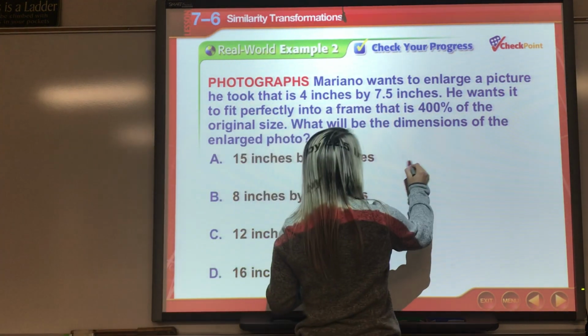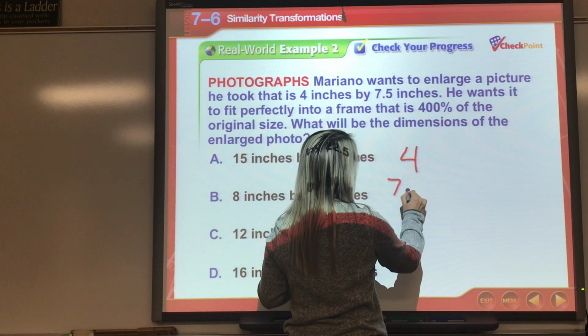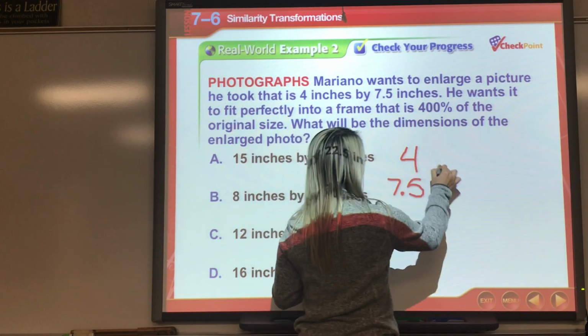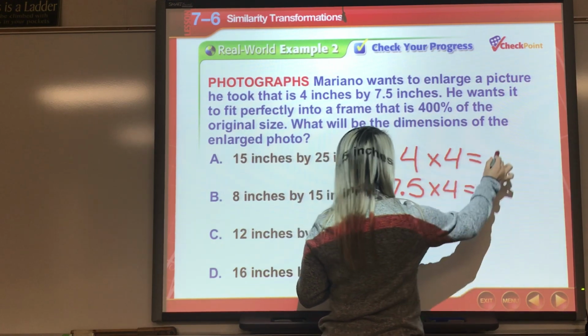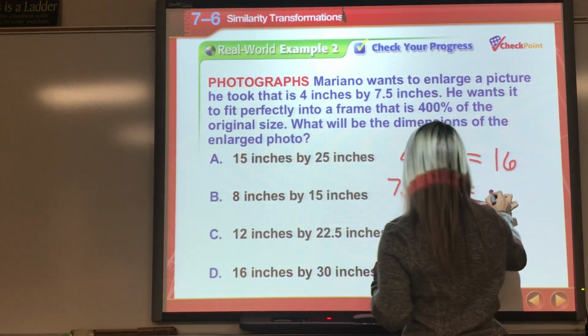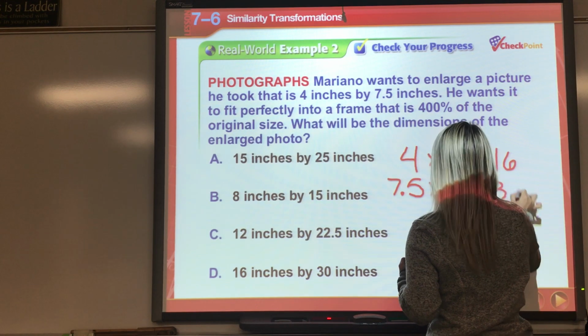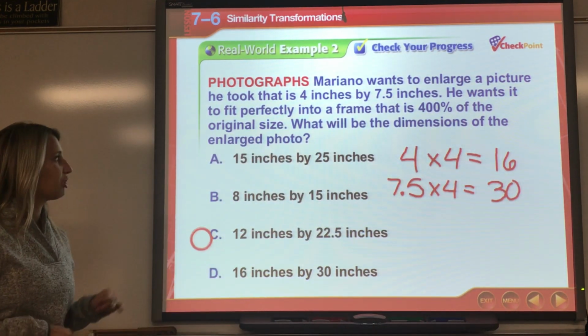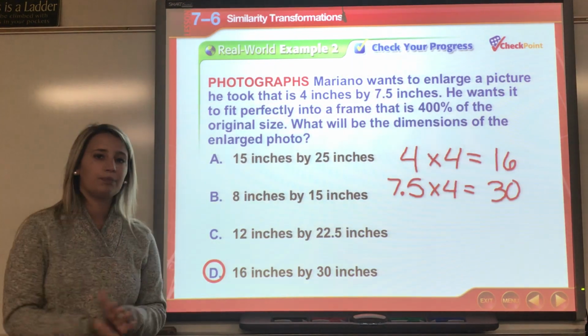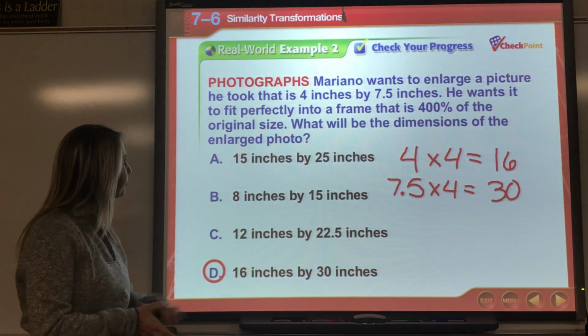So if we have a 4 and 7.5, we're going to multiply this by 4, and multiply this by 4. So here we get 16, and here I think we're going to get 30. So we should have a 16 inches by 30 inches photo to fit that frame.